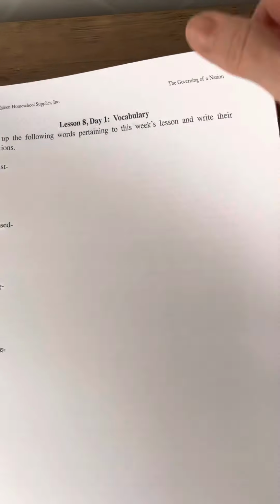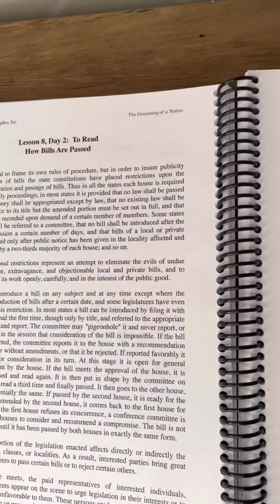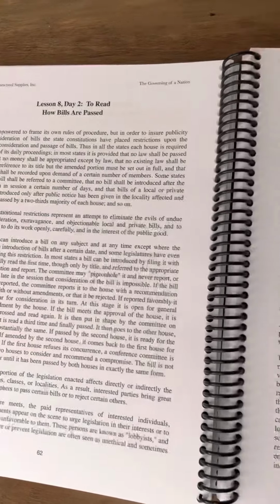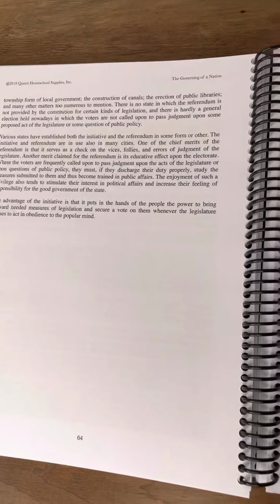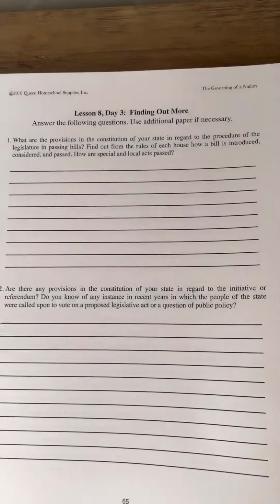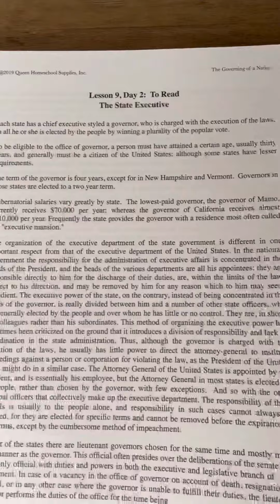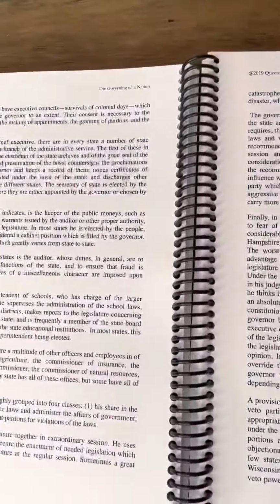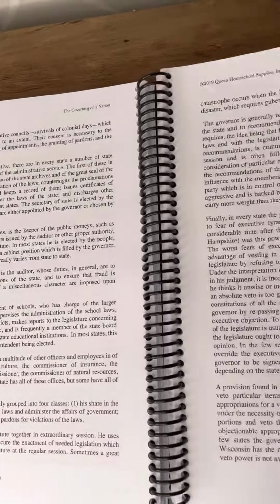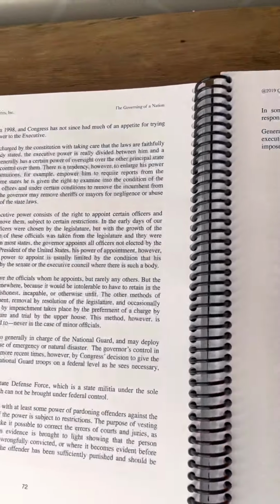The next week, week 8, lesson 8, is how bills are passed. So you're learning not just about the different hierarchy of government, but also how the government works. You're going to learn about the different branches of the government. The state executive. So you can see how it's set up.